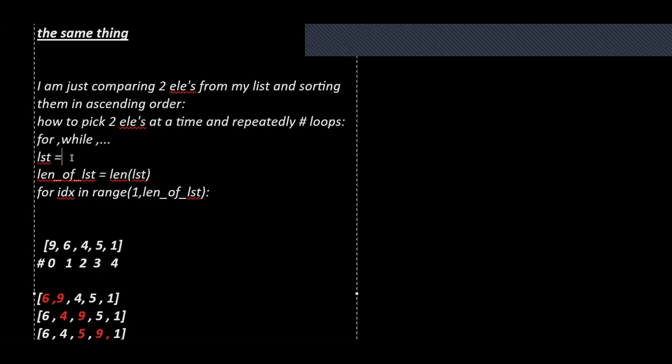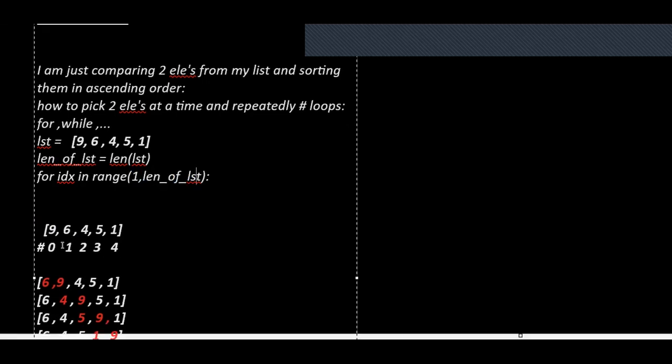So let me say my list will be this, stored here in LST, and my length of list will be stored in the length of list variable. So I want to move from the starting till the ending of my list. Each and every time, if I am at first index, I need to pick this element and this element. Now I need to check, and if they are not in ascending order, I need to sort them in ascending order. How is this done? This is done by picking the current element and previous element.